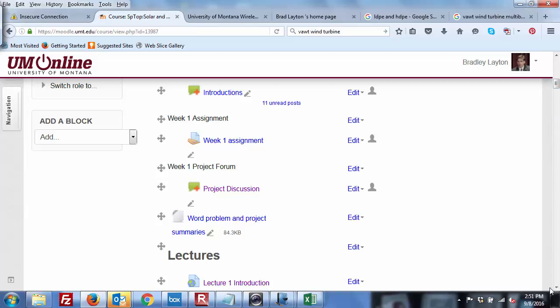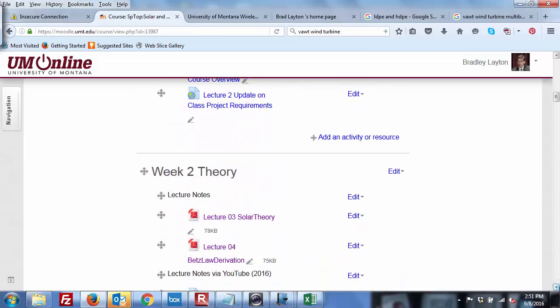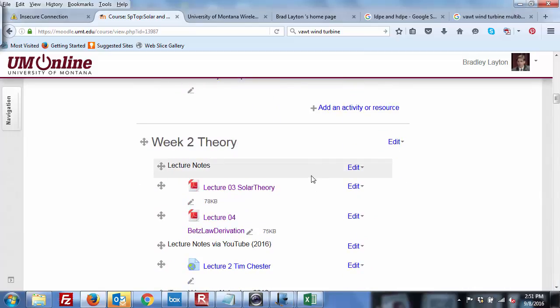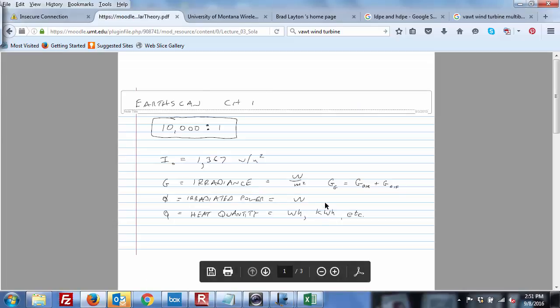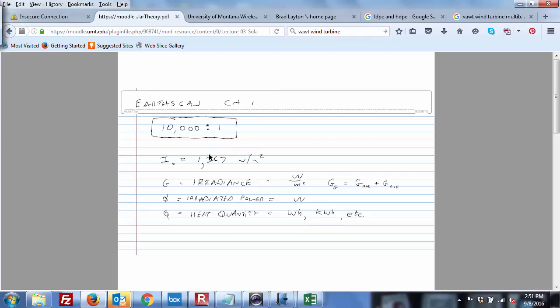And then, this is week 2. I'm just going to walk you through these two lectures. One's on solar theory. This first little number here is just telling you that the rate at which the sun is shining on planet Earth, the amount of energy hitting the Earth from the sun, is 10,000 times greater than what we currently use.